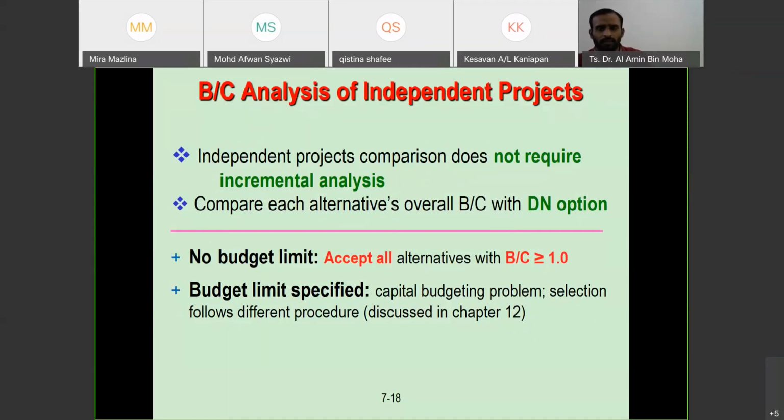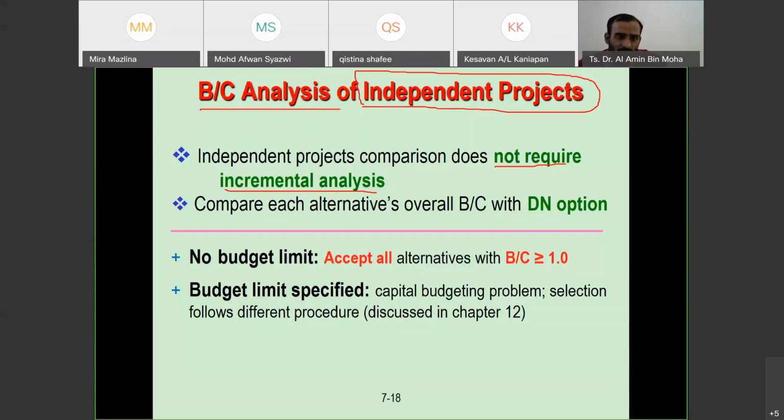Okay, I think this is the last concept, the last part of the lecture today, I mean, for this chapter. For BC analysis of independent projects. Okay, so actually independent project comparison does not require incremental analysis. Because it's an independent project. It's one project. It's independent. There is nothing to be compared like the previous BC assessment. So we do not need incremental analysis.